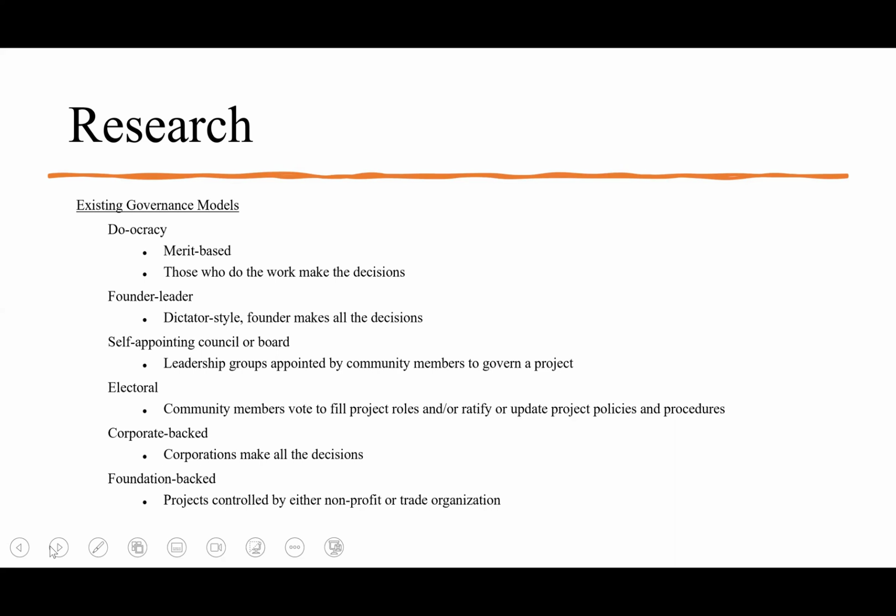The fifth model is the corporate backed model. With respect to the corporate backed model, corporations can be the ones controlling an open source project, distributing it to reach more potential developers and users. The sixth and final model is the foundation backed model. Under this model, open source projects are managed by either a non-profit or trade organization.